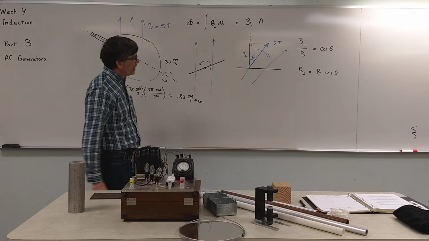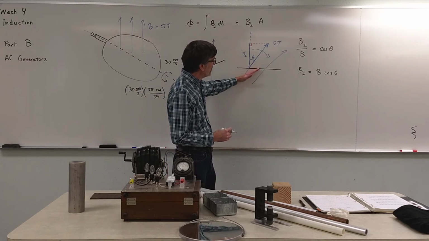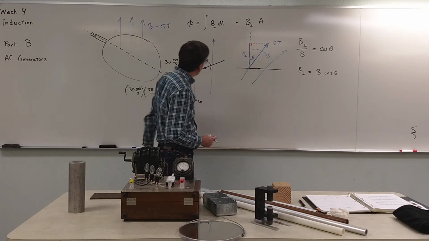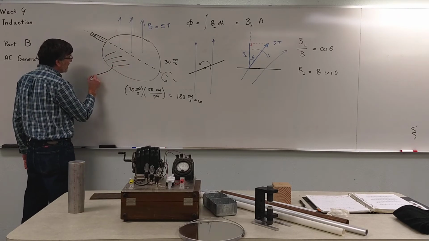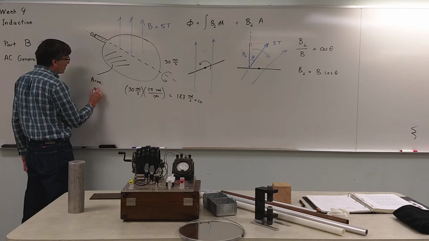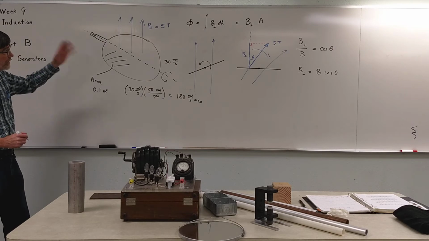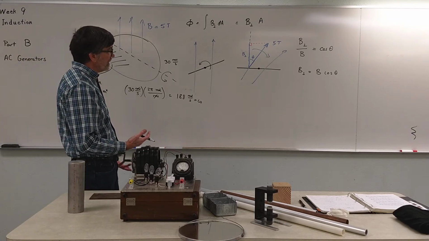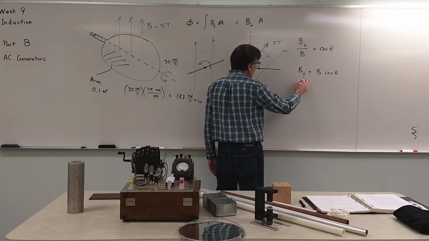So at any moment, if we happen to know the angle of the new B field at this instant, then we could calculate the perpendicular component of B, and then multiplying by the area of the loop. Let's say that this loop has an area of 0.1 square meter. If we have an area, then we could calculate what the flux is. But we need a longer term description of this. We'd like to have a complete description of how the B field changes with time.